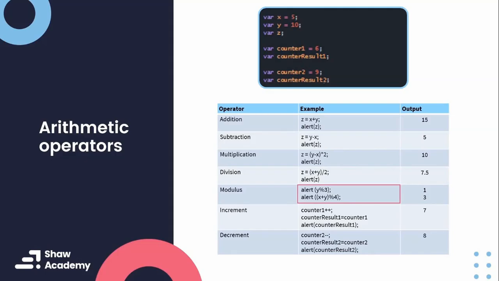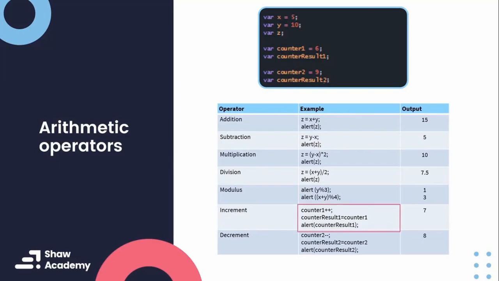So let's have a closer look here. What is essentially happening is that y is currently equal to 10. And when we divide that by 3, we want the remainder, which is 1. Because if you know basic maths, 3 can go into 10, well, that's the unofficial way of saying it, 3 times, which gives us a remainder of 1. And likewise, in our second example with modulus, we are alerting x plus y, which gives us 15, divided by 4 gives us a remainder of 3, because 4 can go into 15 3 times, which gives us a total value of 12, and this gives us a remainder of 3.